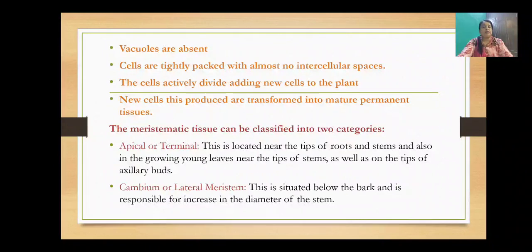Now next is the cambium, which is also known as the lateral meristem. This is situated below the bark and is responsible for the increase in the diameter of the stem, the thickness, okay. So for the increase in the thickness, in the diameter of the stem, the cambium is responsible.